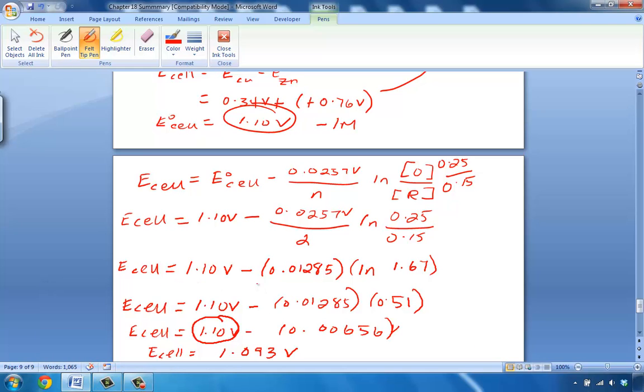If we were under standard conditions, 1.10 would have been our cell potential. But since we were not under standard conditions, we weren't at 1 molar, that 1.10 changed a little bit. By what factor did we change it? 0.00656. Not a lot, but still enough to render a new value. This is the correct cell potential under non-standard conditions. 1.093 would be the correct value to report.